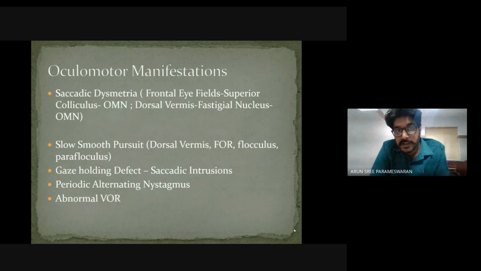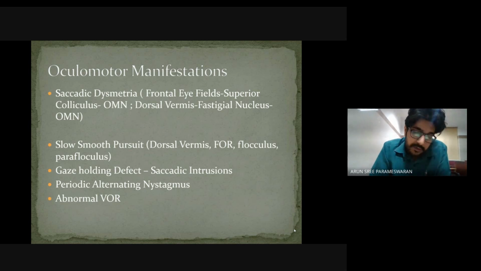Now, oculomotor manifestations: there are various manifestations especially in saccades and smooth pursuit movements. There can be saccadic dysmetria, that means the saccades can be broken, it may not reach the target. There can be difficulty in smooth pursuit movement, a moving target is difficult to follow, and there can be a gaze holding defect where the saccades intrude into the pursuit movements. There can be periodic alternating nystagmus where the direction of the nystagmus changes within a span of 2 to 3 minutes. All these together constitute oculomotor apraxia, which is a very prominent feature in ataxia telangiectasia.